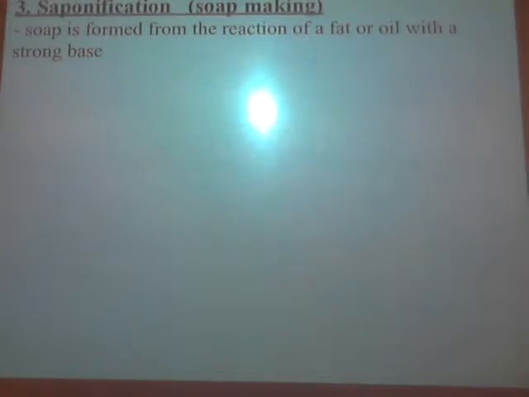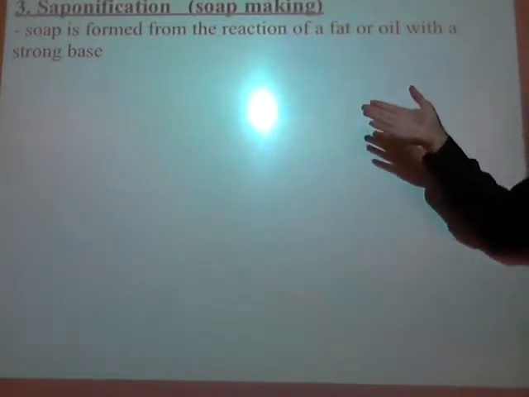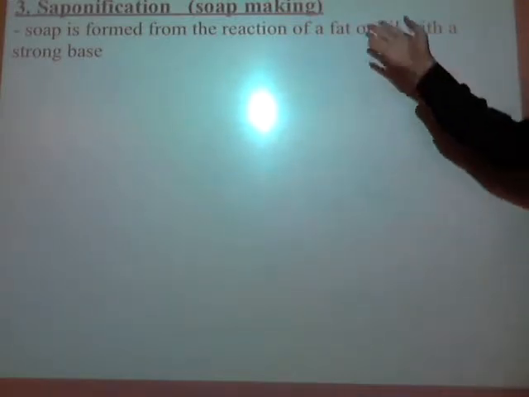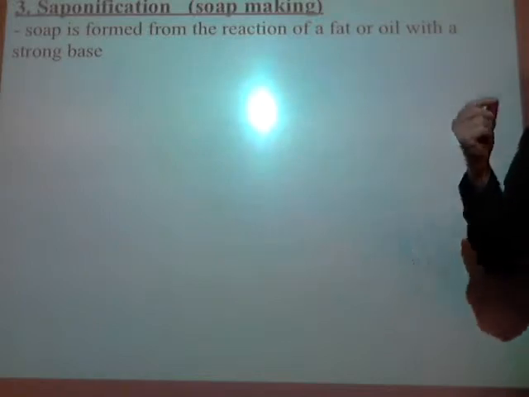Now, some of you may be saying, I thought you said this was number 3 in your notes under ester reaction. I thought this was an ester reaction. Why don't you say it's a reaction of a strong base with an ester? Because, this is something I never said before, fats and oils are esters.